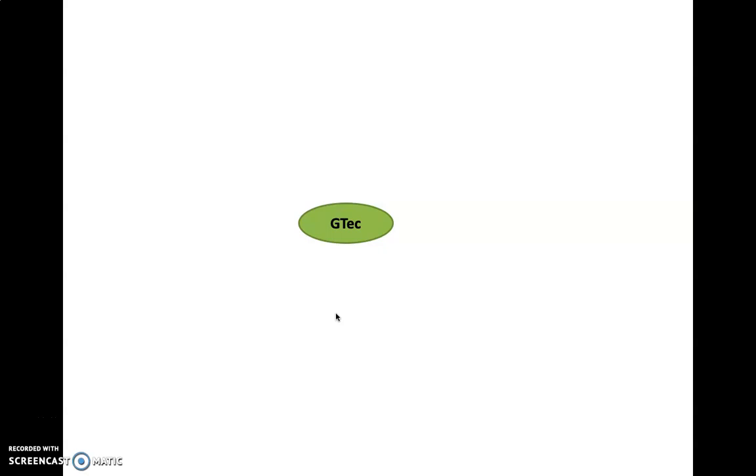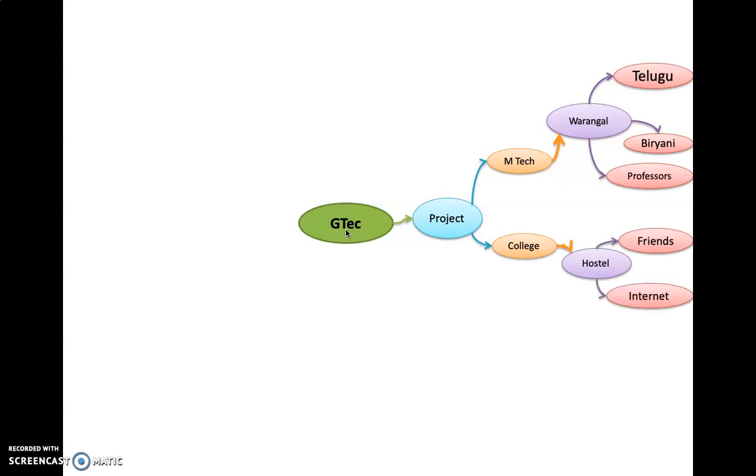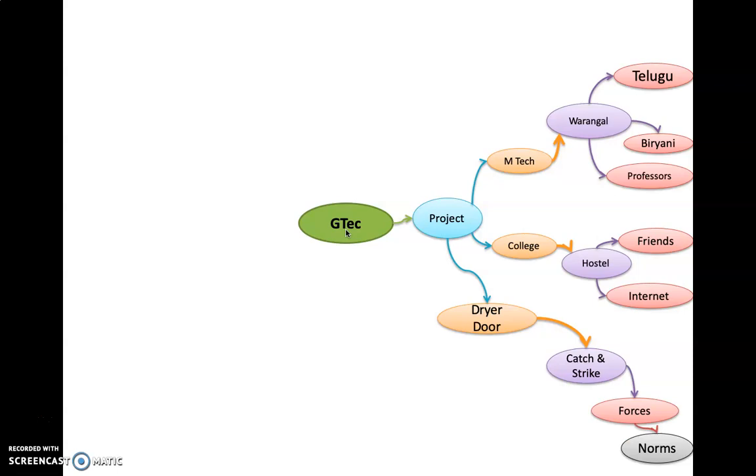I am showcasing one example. There's a company named GTech. As per the rules, I have written GTech, the name of the company, at the center of the page. This is the project associated with the GTech company, and the project is an M.Tech student. He did his M.Tech from Warangal. He knows Telugu very well. He is a founder of having biryani. He is closely associated with professors, college, hostel, and friends, internet, dryer doors. This is the project in which he is working in GTech, and catch and strike, forces, norms, seal, air leakage are concerns related to the dryer door project. He is assigned in the GTech company.